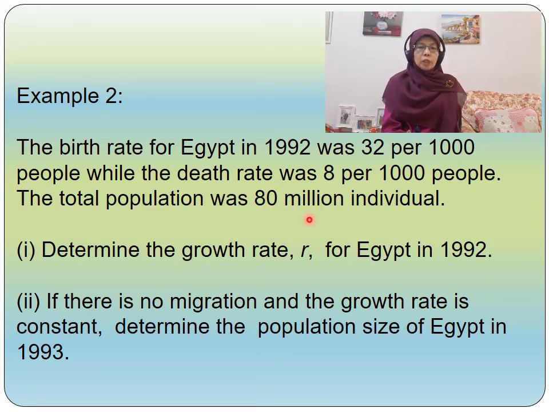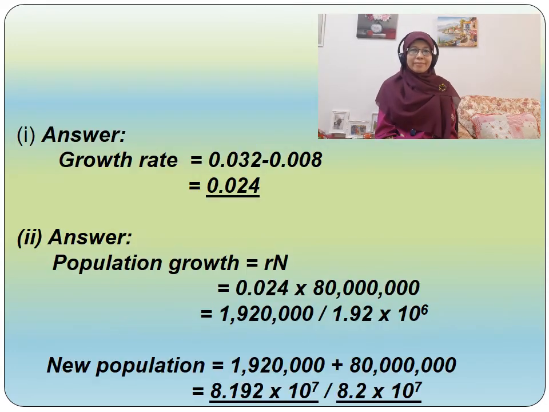So the first question: determine the growth rate, or R, for Egypt in 1992. And the second question: if there's no migration and the growth rate is constant, determine the population size of Egypt in 1993. And now we're going to calculate the growth rate, population growth, and population size in Egypt.